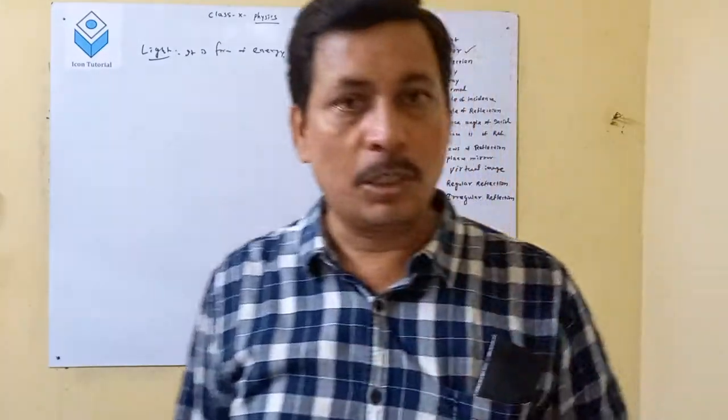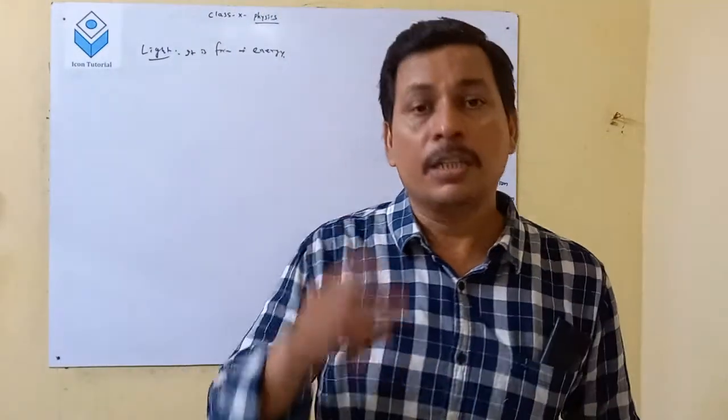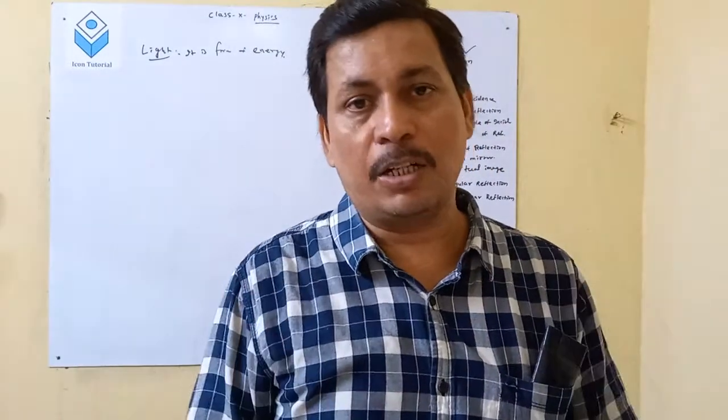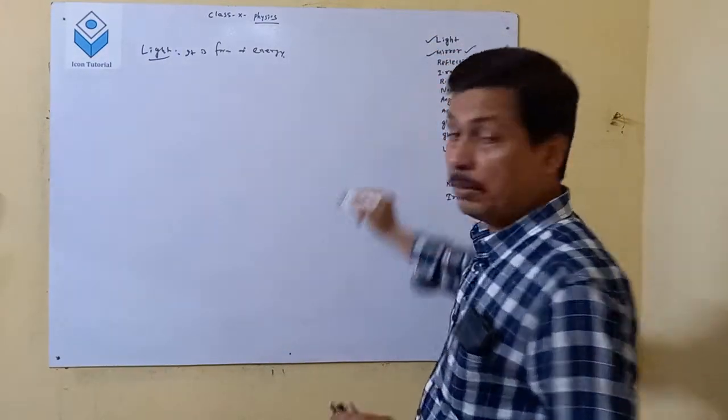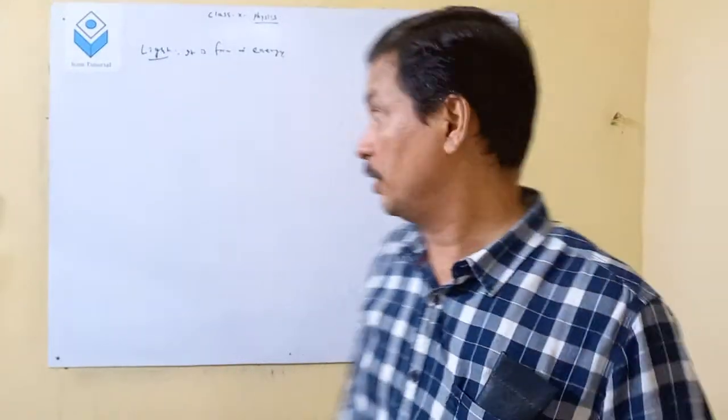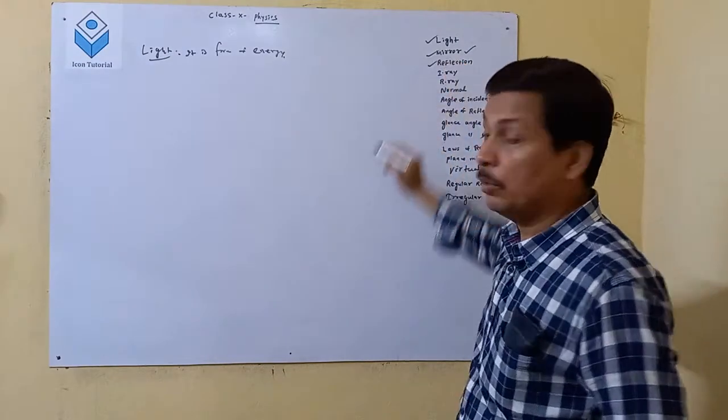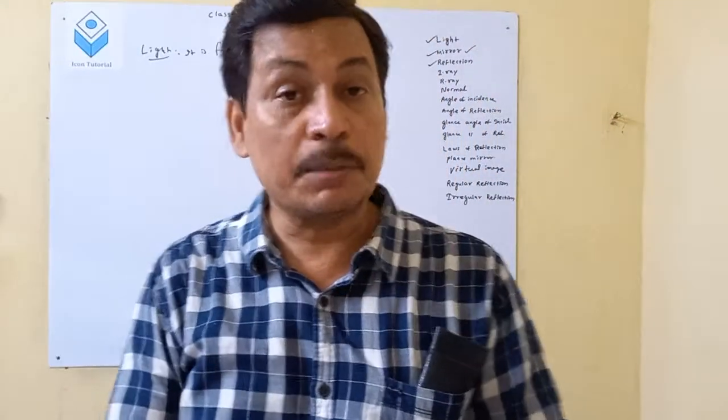Second one is mirror. What is mirror? This is the shining surface on which the light is reflected back or bounced back. Then we discuss what is reflection. Reflection is a property of light.